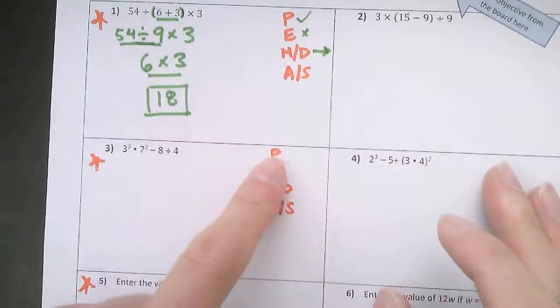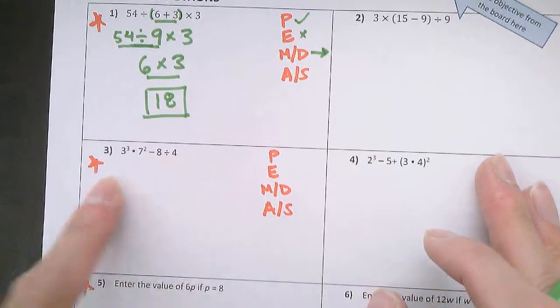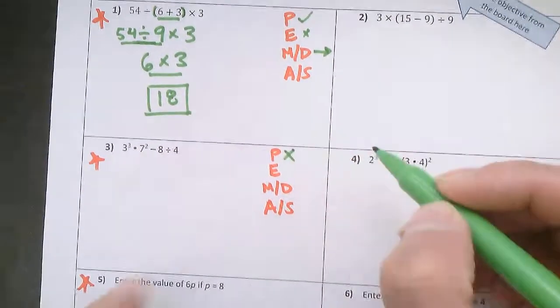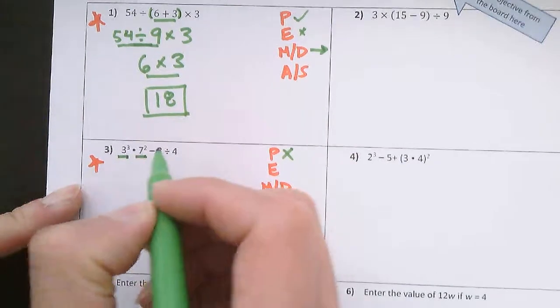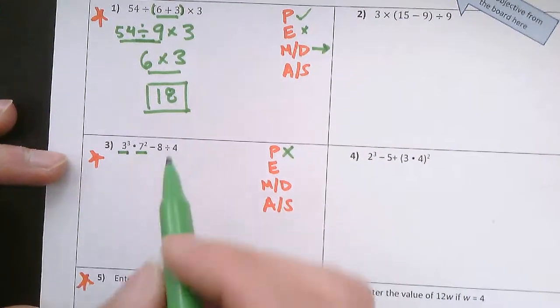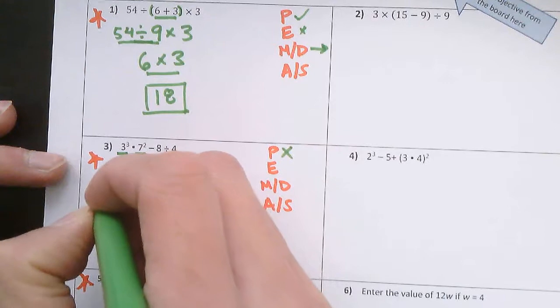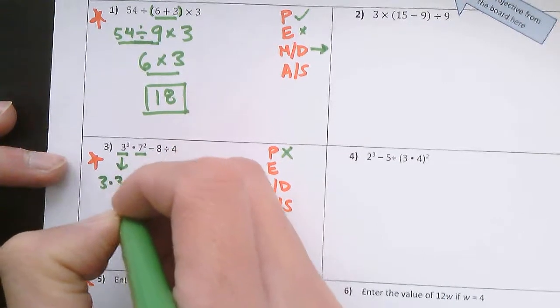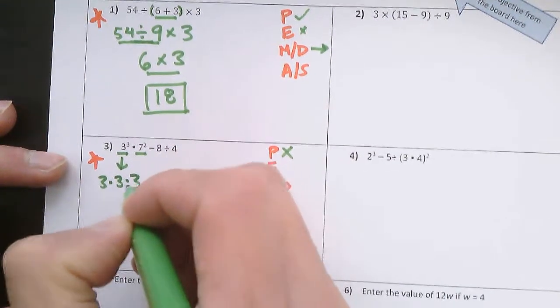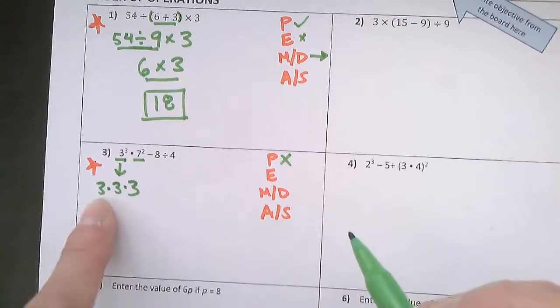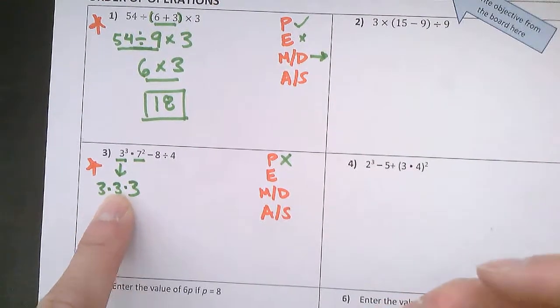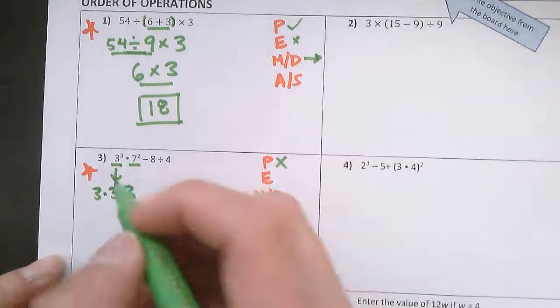So let's check. Are there any parentheses? No, there are no parentheses. Are there any exponents? Yep, I have an exponent here and an exponent there. This first exponent, 3 to the third power, that's the same thing as 3 times 3 times 3. And so 3 times 3 is 9. 9 times 3 is 27.